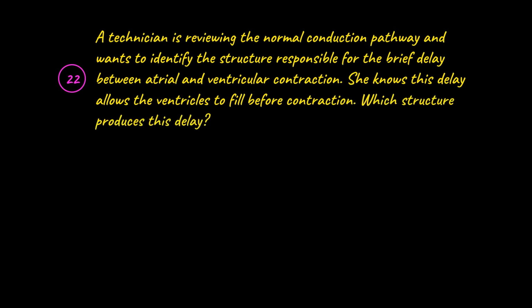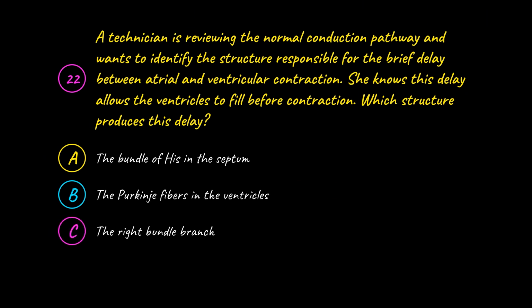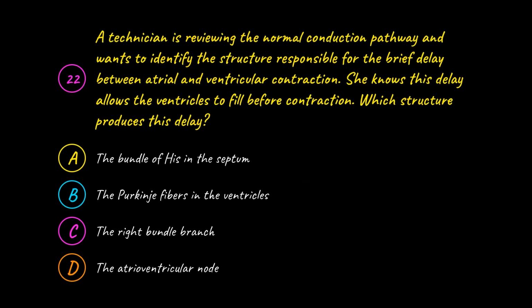Your options are A. The bundle of His in the septum. B. The Purkinje fibers in the ventricles. C. The right bundle branch. D. The atrioventricular node. Which would you go with? Lock it in before the reveal.